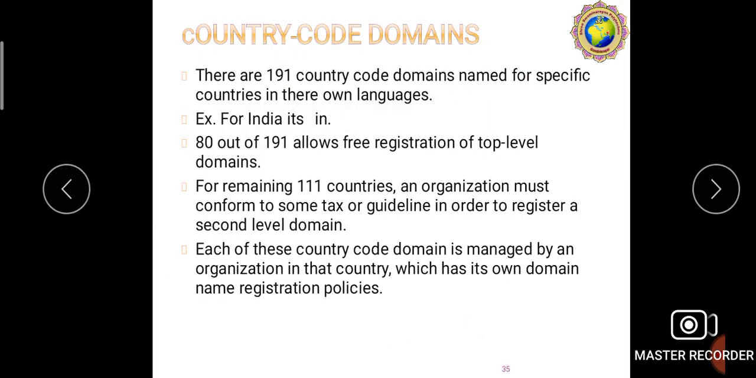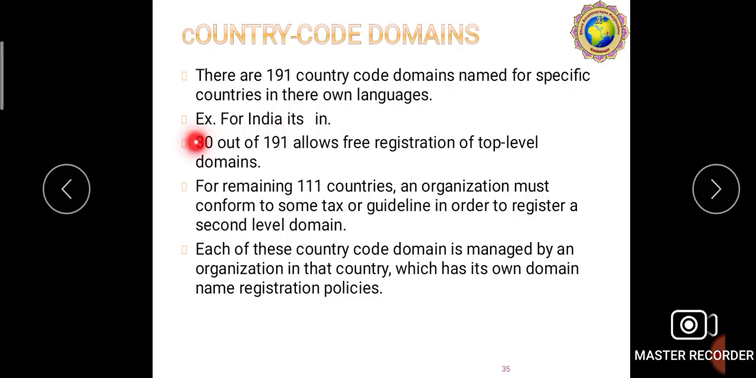Next, here is the country code domain. This is a very important concept for the GTU exam, and it is asked again and again in the GTU exam, carrying either 3 marks or 4 marks. So, country code domain: there are 191 country code domains named for specific countries in their own languages. For example, for India it is IN. So IN is the code for our country.